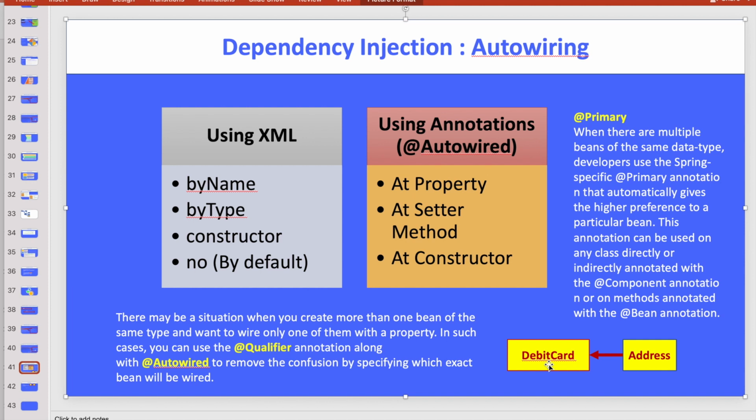Through autowiring, it's very easy to solve this kind of dependency injection. We can implement autowiring either through the XML configuration or through the annotation of autowiring, so we have two ways. In this video I will show the hands-on through XML, and in the next video I will show it through annotation.